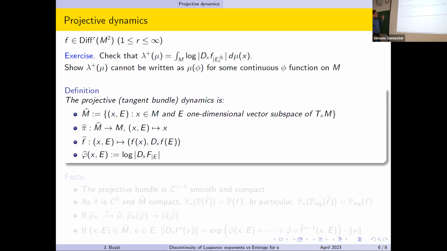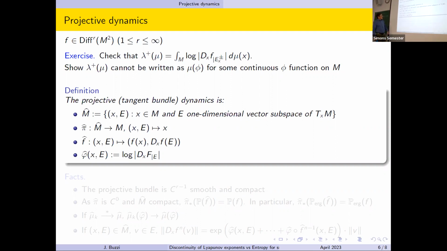Now the projective bundle is a way to recover the exponent as the integral of a continuous function, not defined on M, but defined on this bundle. The bundle is what I already introduced. It projects in this obvious way to the surface. The dynamics is also what I introduced, which I will write F hat. On the point I apply F, and on the subspace I apply what I can, that is the differential.